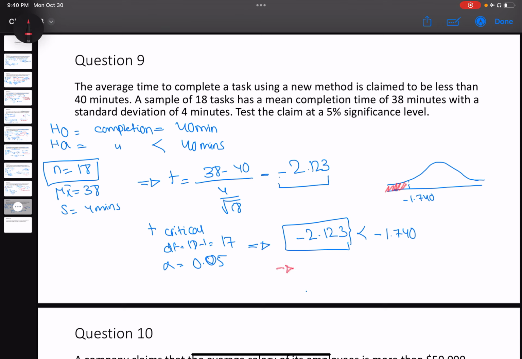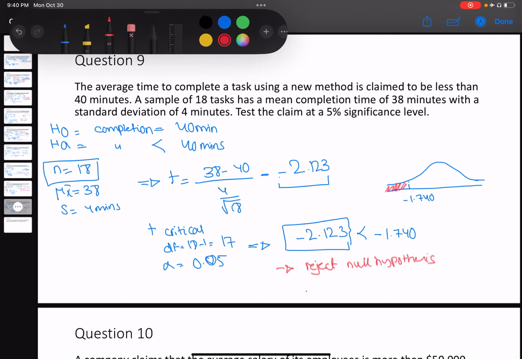Therefore, we have enough evidence to reject the null hypothesis, claiming that this task takes 40 minutes to complete.